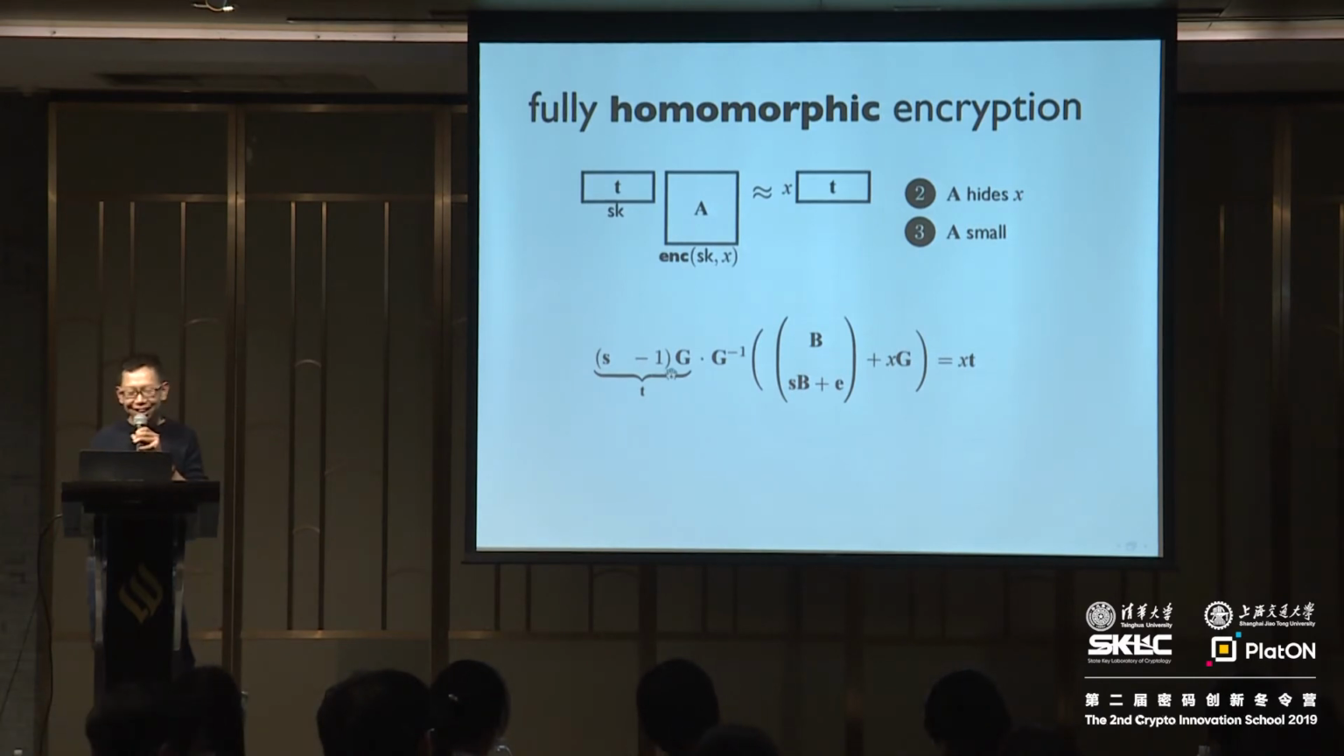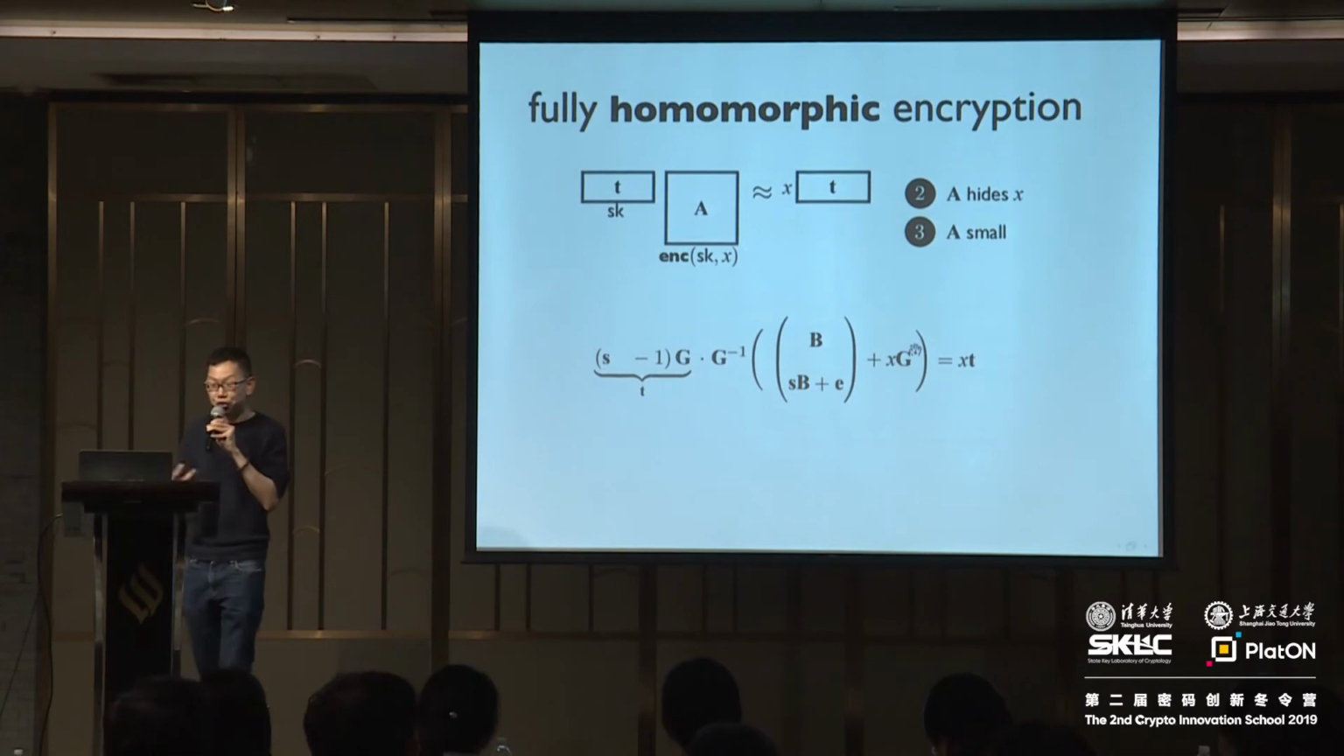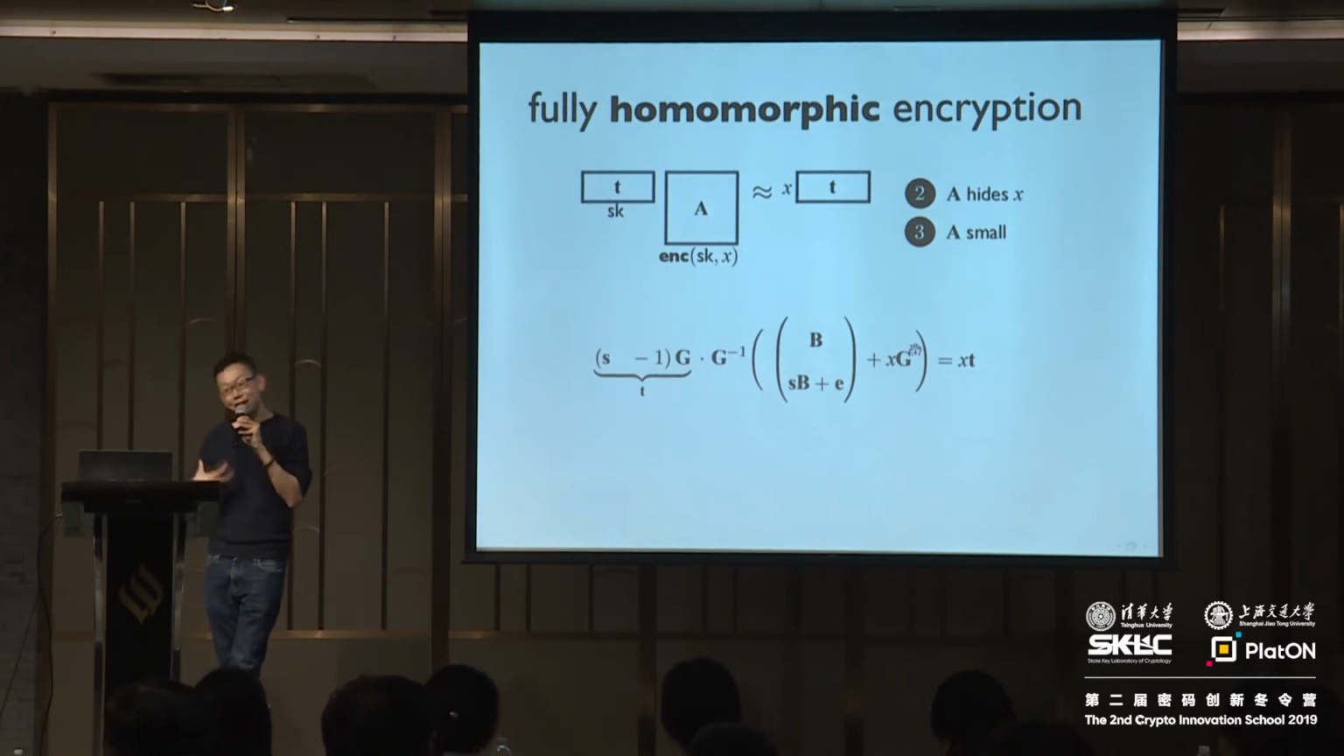This is now your T, it's going to have the property that this times this is close to x times T. This, by the LW assumption, hides x. Okay, so this is already random, hides x. Applying G inverse to it still hides x. And because of G inverse, this whole thing produces a small matrix. Okay? That's basically the entire construction.